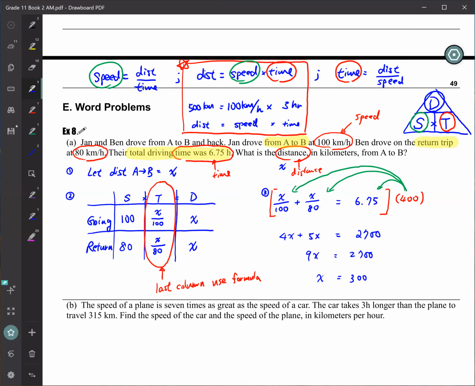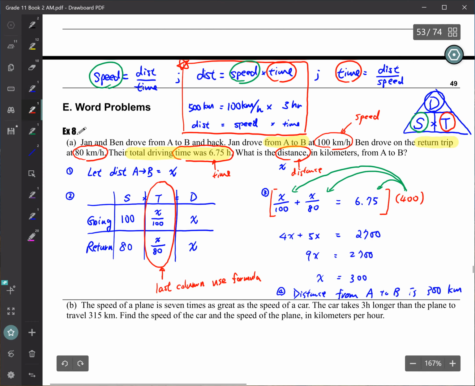Yeah, okay, one-way distance. Okay, so the final step is you need to answer what it means. So you can say the distance from A to B is 300 kilometers. Make sure you have the correct unit. Okay, so that's your final answer.